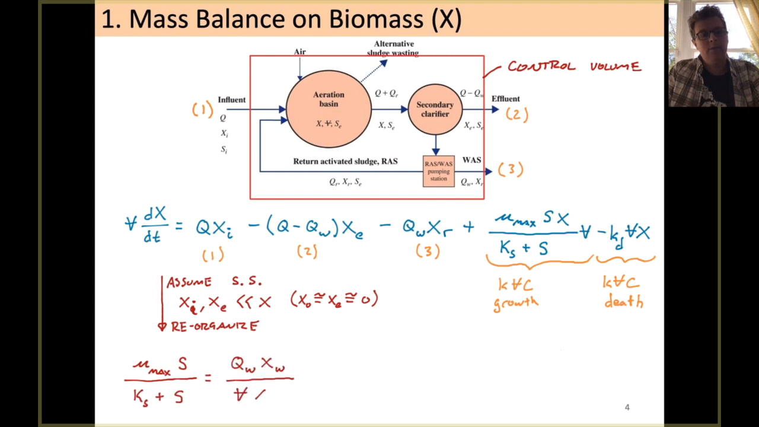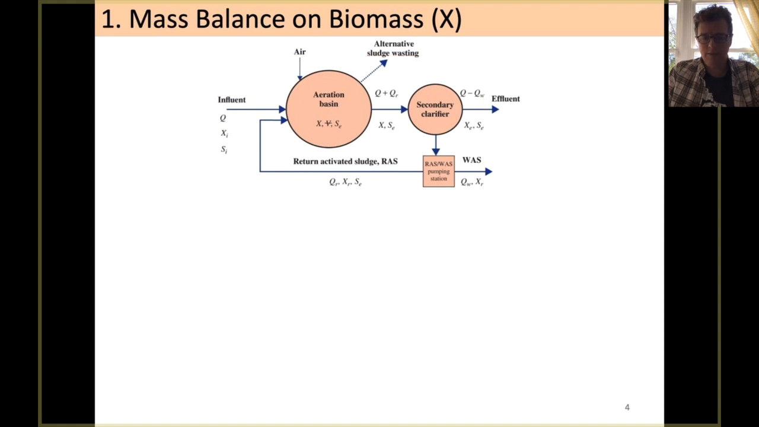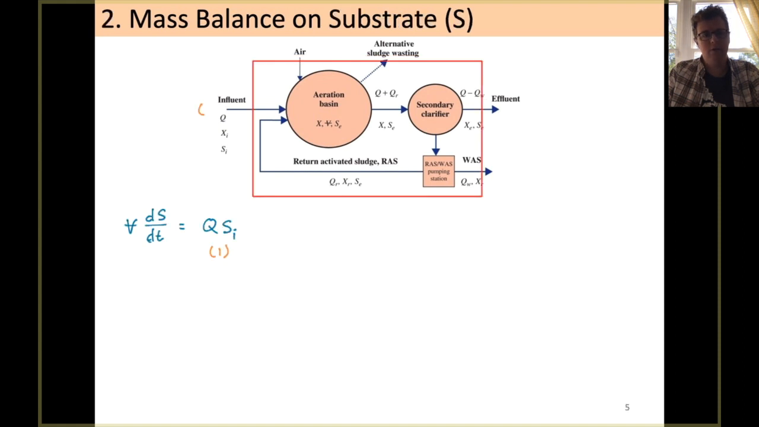And so the key equation we get to here is written at the bottom now, where we've got all of our substrate terms on the left-hand side and all of our biomass terms on the right-hand side. And we're going to just set this mass balance aside for the moment in this format. So mass balance for biomass is done. We'll do the same thing for substrate with the same control volume. And this looks quite similar.